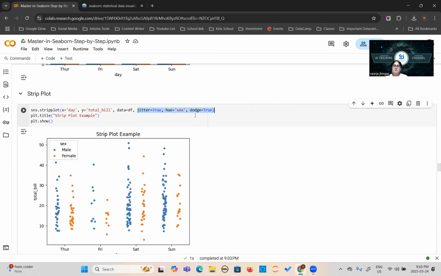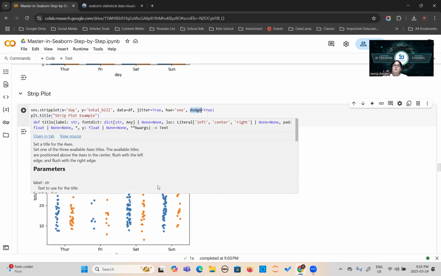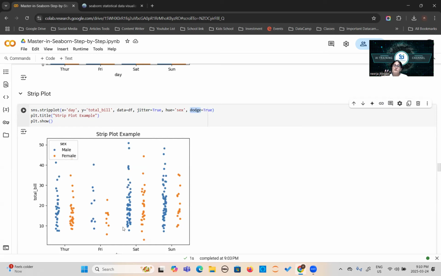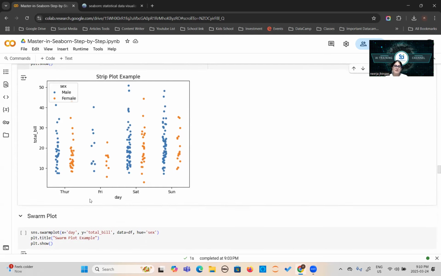And dodge equals true does the same thing, but it will try to separate both genders, your male and female, from each other. So these are the two important parameters when you are plotting this strip plot, because no data point should be overlapped. We try to avoid it by enabling these parameters as true. Again, we are showing the same thing: on which day the male and female paid how much bill. So this is also very useful.